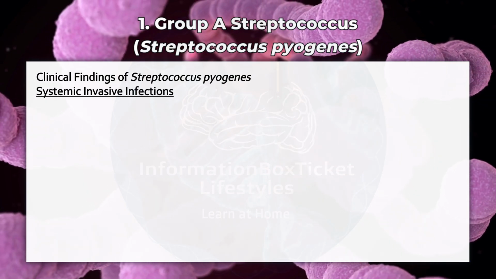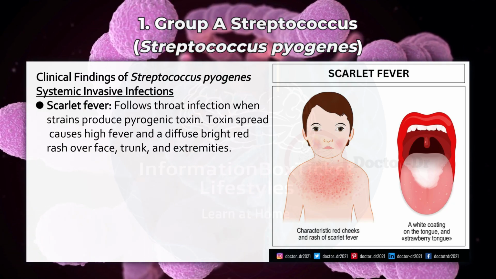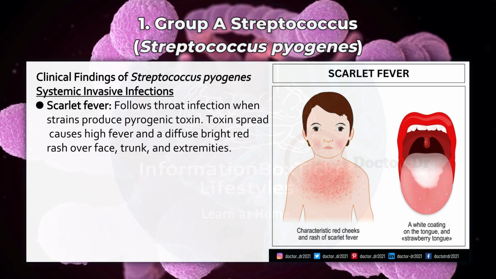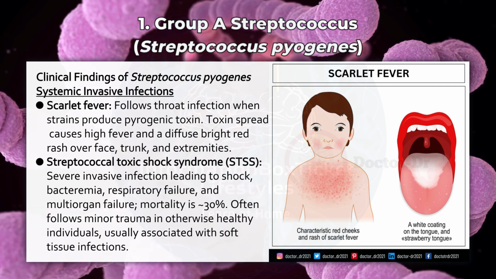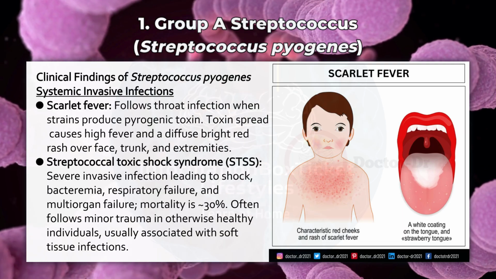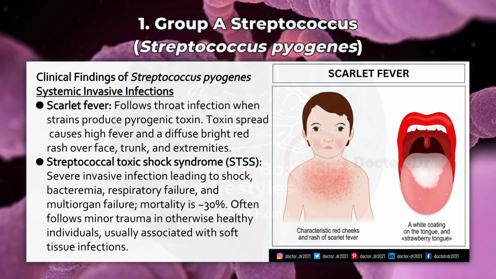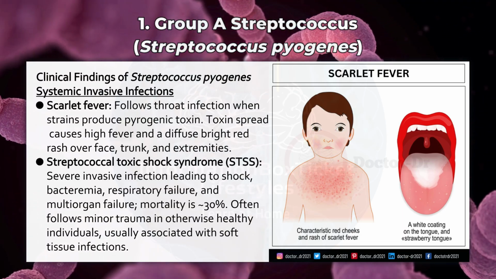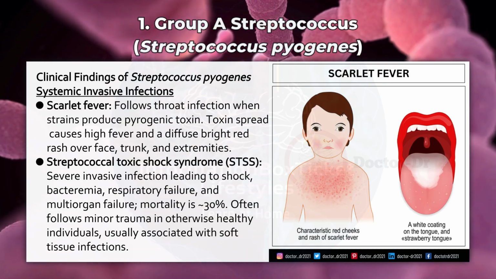Systemic invasive infections. Scarlet fever. Follows throat infection when strains produce pyrogenic toxin. Toxin spread causes high fever and a diffuse bright red rash over face, trunk, and extremities. Streptococcal toxic shock syndrome. Severe invasive infection leading to shock, bacteremia, respiratory failure, and multi-organ failure. Mortality is approximately 30%. Often follows minor trauma in otherwise healthy individuals, usually associated with soft tissue infections.